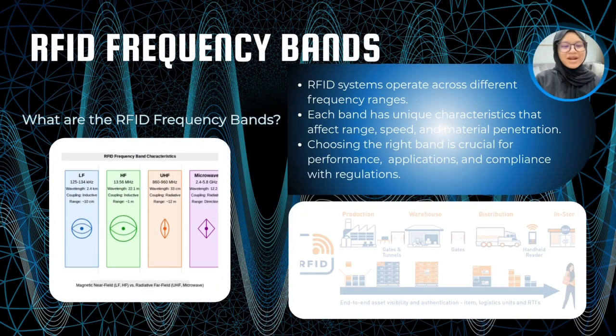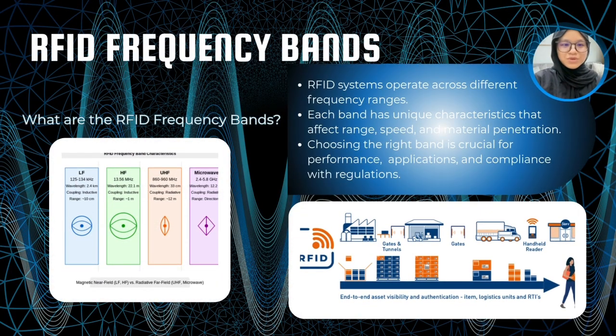Now that we've seen how RFID works, let's look at one of the most important aspects that determines its performance, which is the frequency bands. RFID doesn't rely on a single frequency. Instead, it uses several bands, and each one has its own strengths and limitations. The choice of frequency determines how far tags can be read, how fast data is transferred, and whether signals can pass through materials like water or metal. Let's look at the main bands and how they differ.